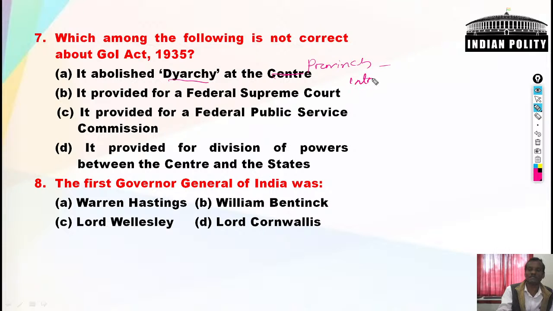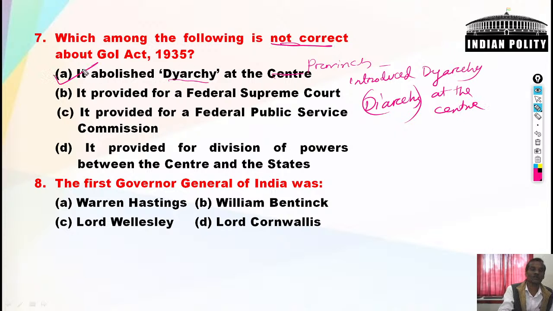Rather, it introduced diarchy at the center. Hence, not correct. Let us see whether the others are correct. It provided for a federal Supreme Court, yes. It provided for division of powers, because of the three lists. You remember? Three lists, that is division of power. In the federal list, 59 subjects, 54 provincial subjects, and 36 concurrent subjects, that is division of power. So that is diarchy at the center.